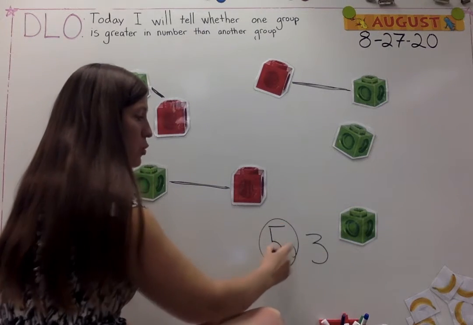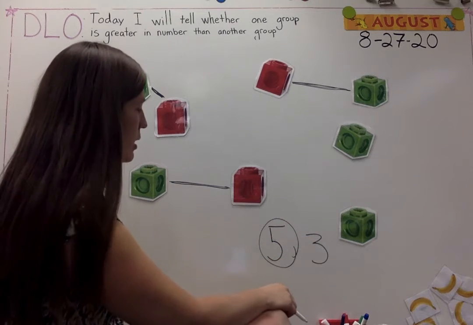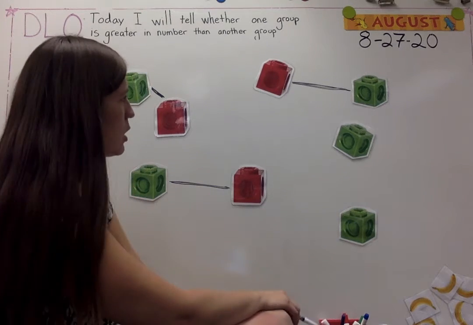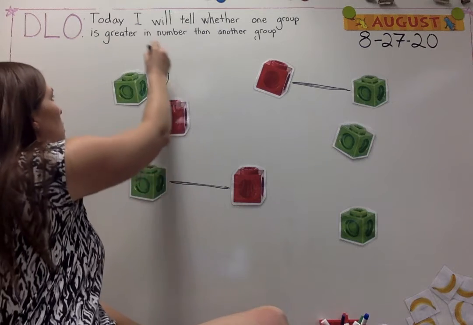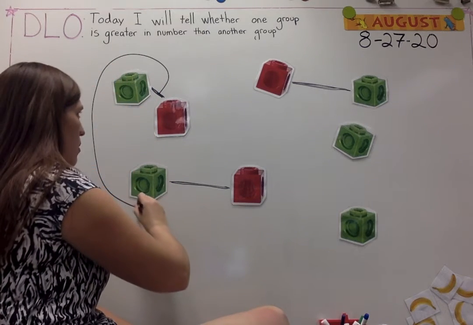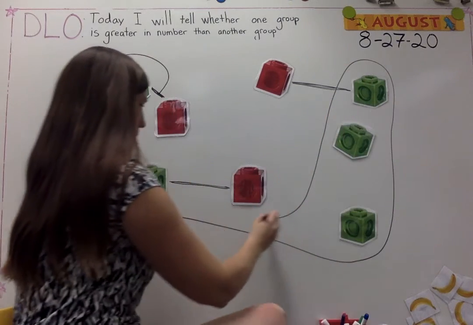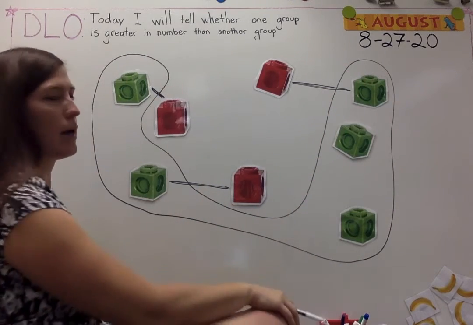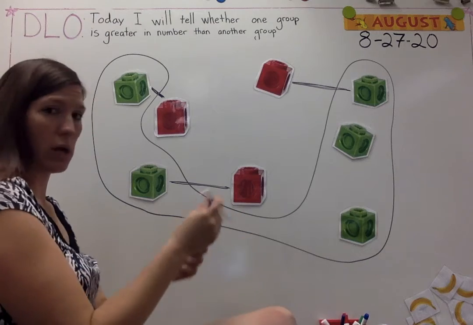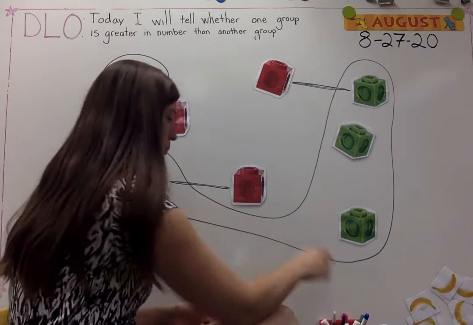5 is greater than 3, so I need to circle the green cubes together. Let's see. Got it. The green group was greater than the other group.